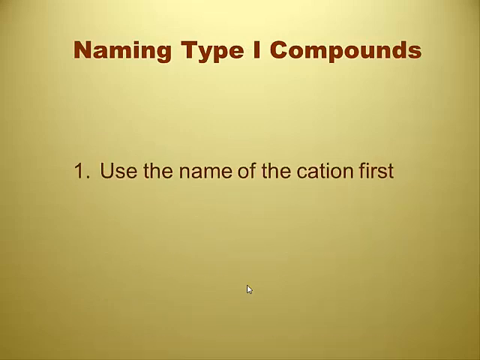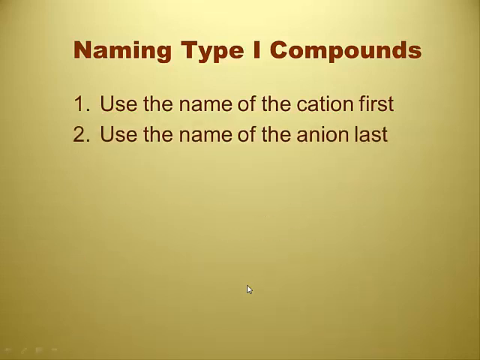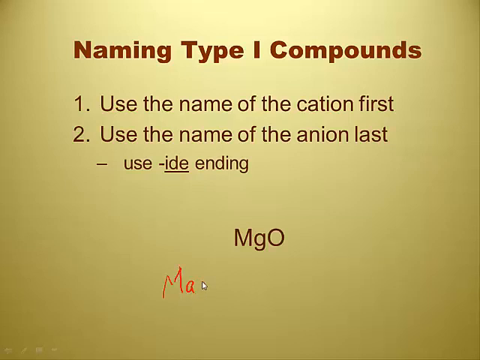Type 1 compounds. Okay, name of the cation first. The cation is the positively charged thing. Yep, all right. Anion last, but the anion has an "ide" ending. Okay. All right, that's easy enough to understand. Yeah, that sounds good. All right. Ooh, cation, always listed first.